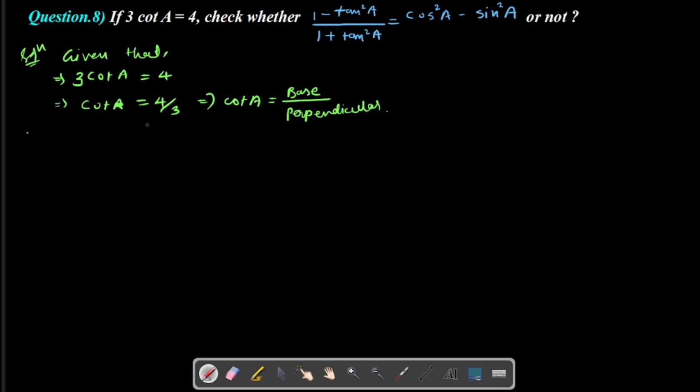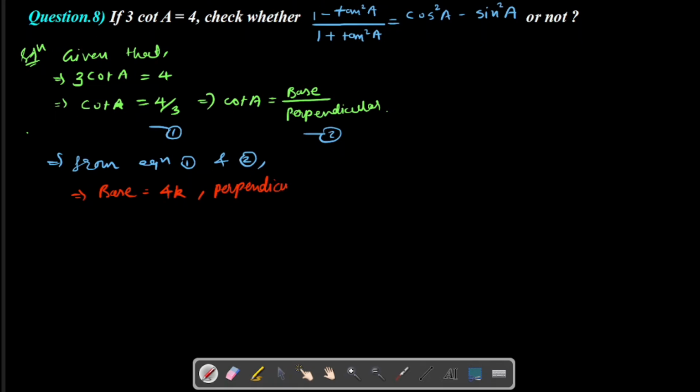So from these two equations, let me name this equation 1 and this equation 2. From equations 1 and 2, we can write that the base is a multiple of 4, so we write it as 4k, and the perpendicular is a multiple of 3, so we write it as 3k. That's very easy.